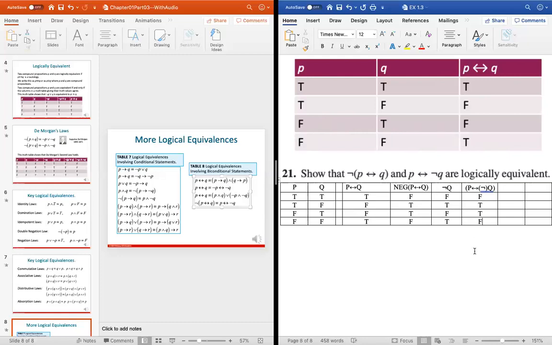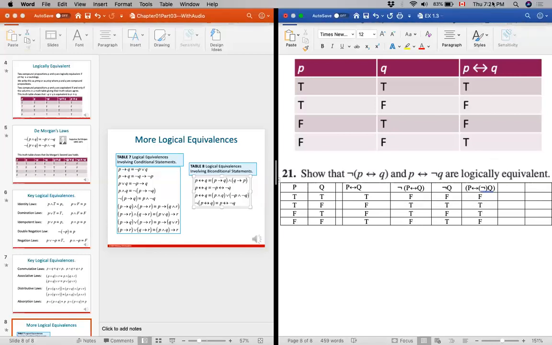So using the truth table, we prove that this one, the negation on this side, and this one over here, have matching truth values, so we know that they are logically equivalent to each other. Questions?